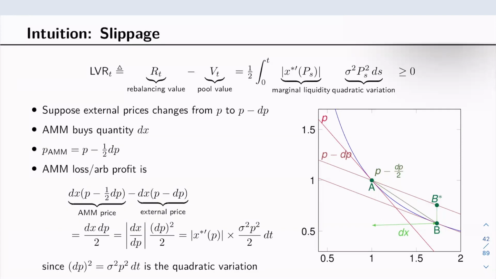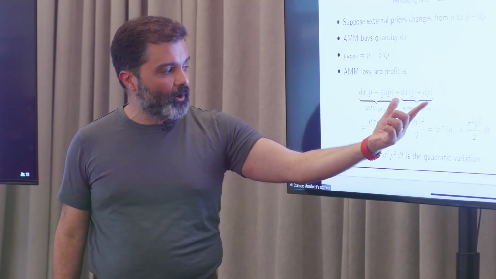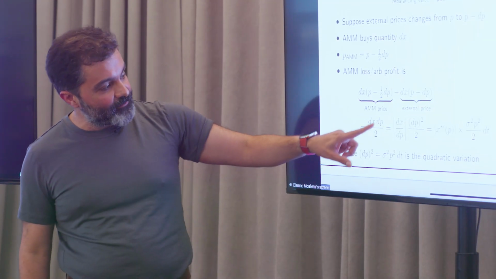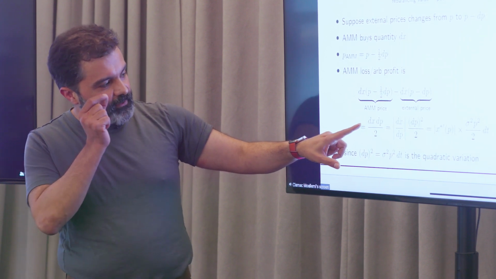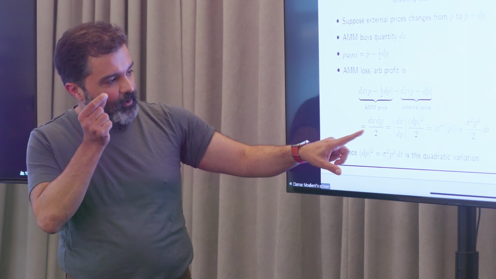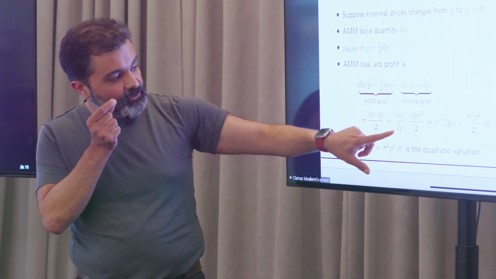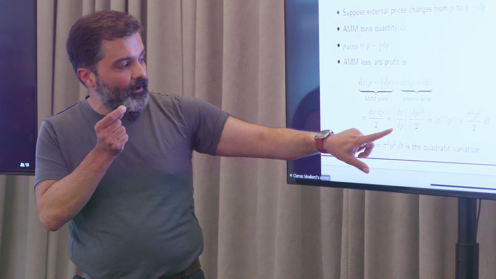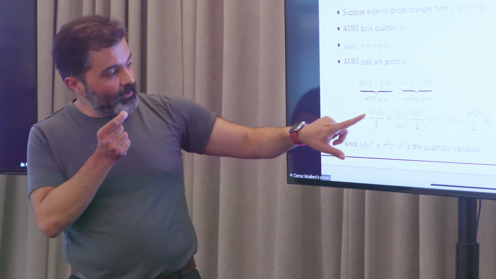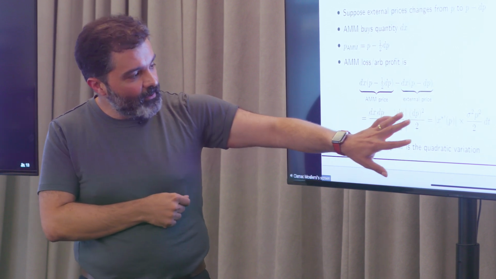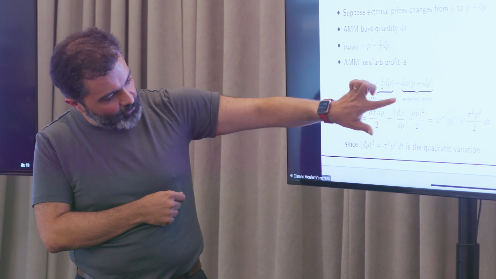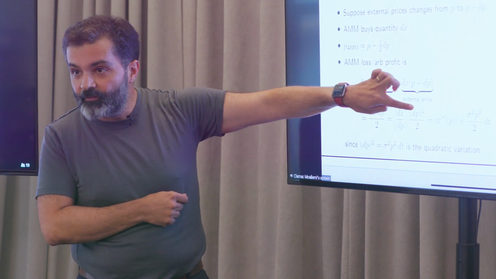And so what's the profit and loss of the arbitrageur? They sold at this price on the AMM. They bought at this price on the external market. So what they made is half the price change on the amount that they traded. But we know that if they want to move the price a small amount, the derivative of x with respect to p tells us how much asset they're going to trade. So I can write dx as dx/dp times dp. I get a dp squared. So now this is my expression: the marginal liquidity times the square of the price change.